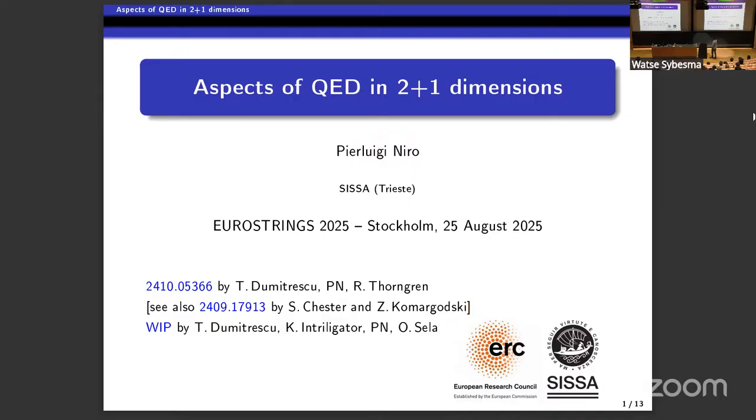Today I'm going to talk about some aspects of quantum electrodynamics in 2+1 dimensions. This is work that was done at the end of last year together with Thomas Dumitrescu and Ryan Thorngren, who are faculty at UCLA. There was also some related work by Shai Chester and Zorko Margotsky around the same time that reached the same conclusion using different arguments. And if I manage, we'll also discuss some work in progress together with Thomas and Ken Intriligator, who is faculty in San Diego, and Orsola, who is a postdoc at EPFL.